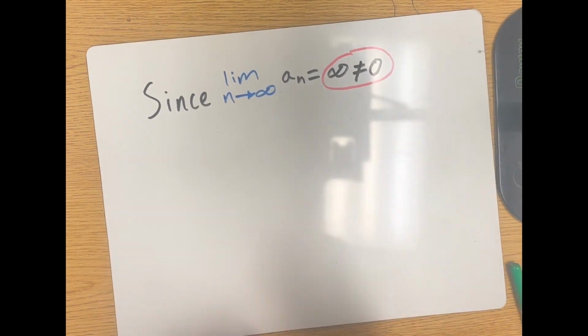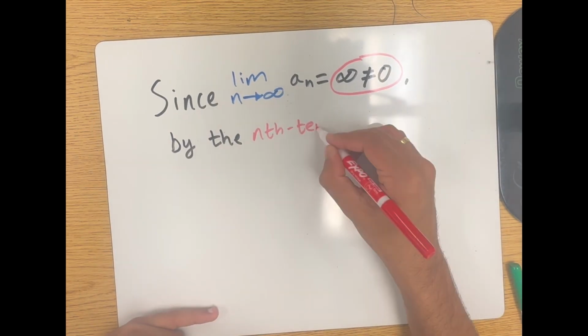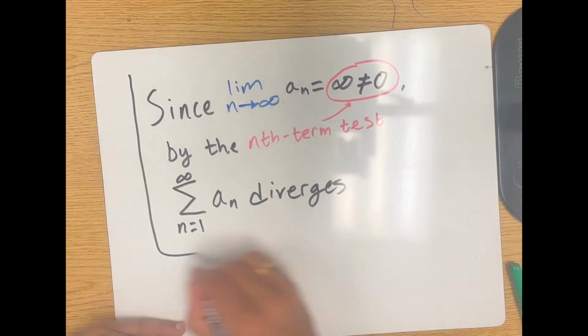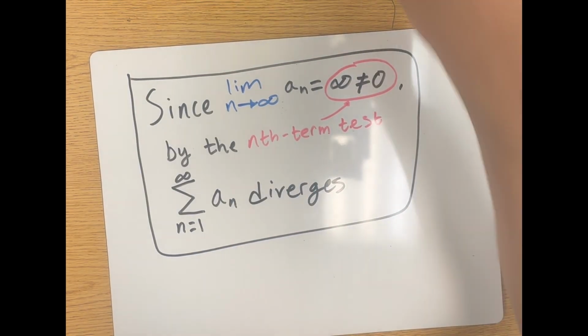Now what this means is, since the sequence diverges, we'll essentially be adding larger and larger numbers in the series, meaning therefore the series also must diverge.